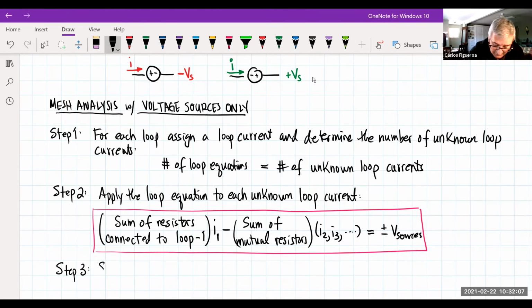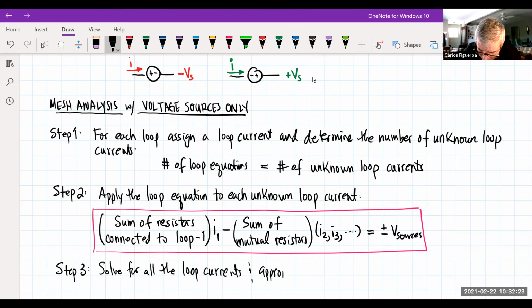And so next I go ahead and solve for all the loop currents and appropriate variables. That is mesh analysis right there. Okay. So what I'd like to do here is practice this with you, and look at the next circuit.